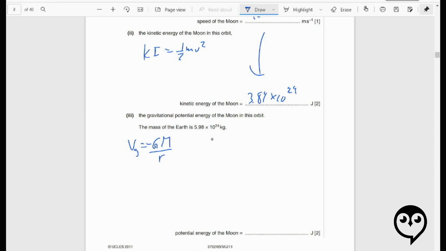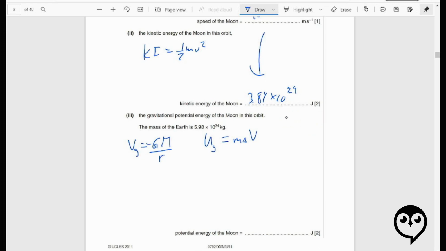If you want to find out what the gravitational potential energy is, it's mass times the change in the potential. It's just like if you want to find how much energy a charged particle has, it's the charge times its electric potential. It's the mass times its gravitational potential. That's what's going on here.